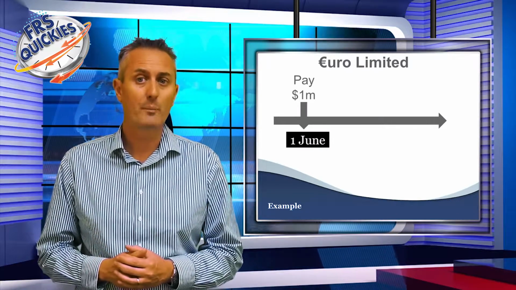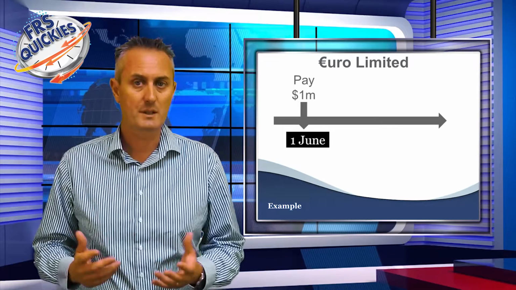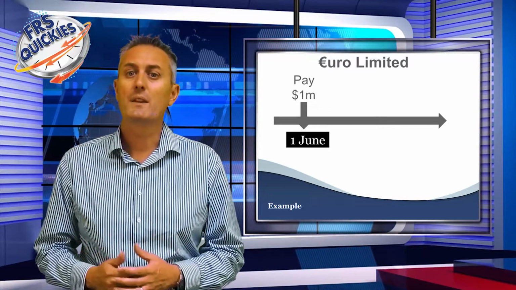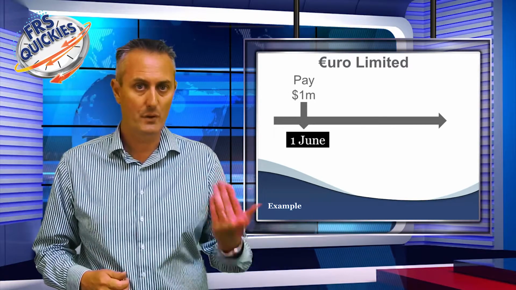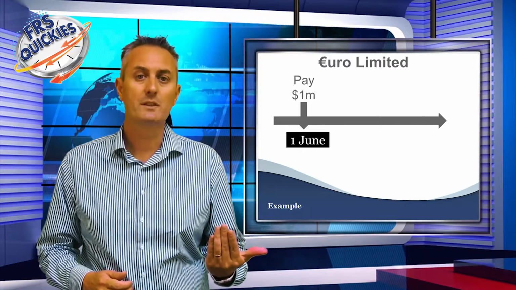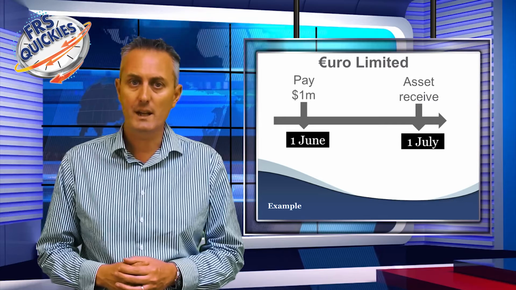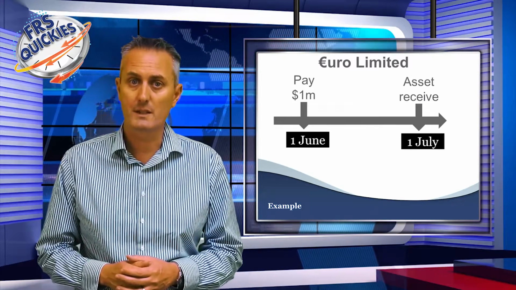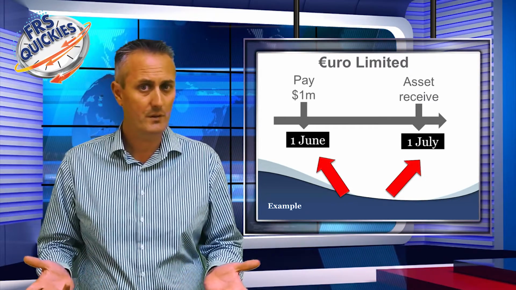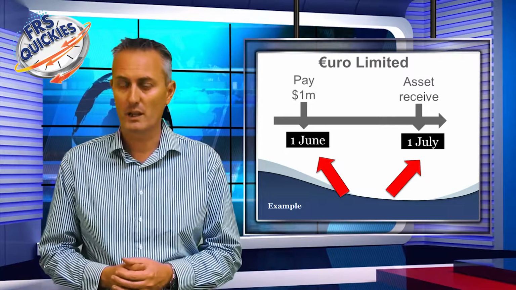I decide to import equipment for $1 million from a US supplier. Now, I'm required to pay the purchase price of $1 million on the 1st of June, with the machine being delivered to me on the 1st of July. IAS 21 states that I should recognize the equipment at the spot rate on the date of the transaction. Which spot rate? 1st of June or 1st of July?